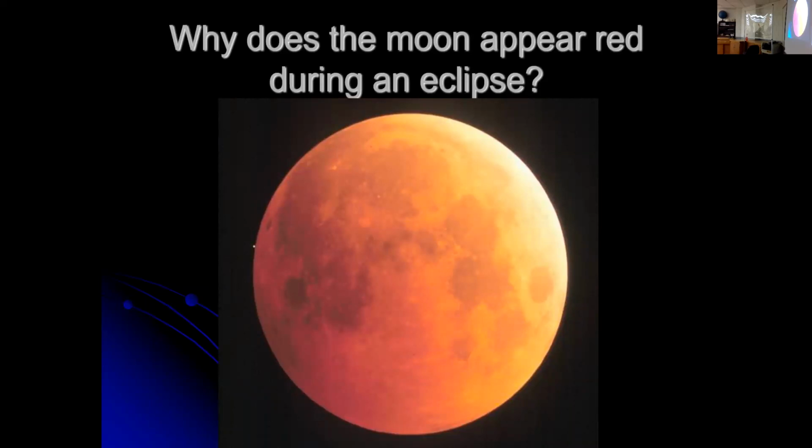The sun's angle is very low in the sky. As the light passes through our atmosphere, only the long wavelengths are reflected, and that's red.